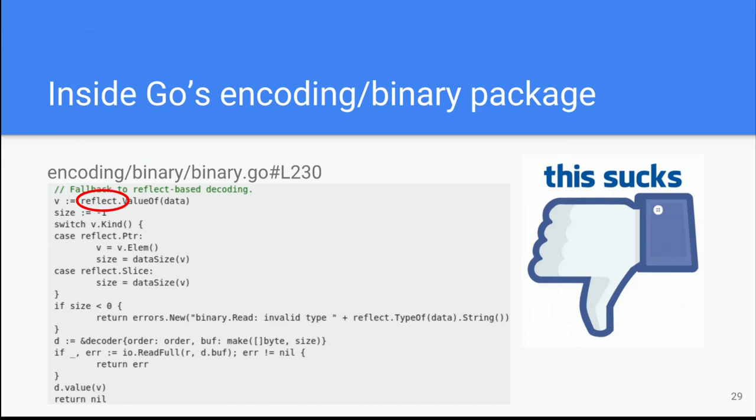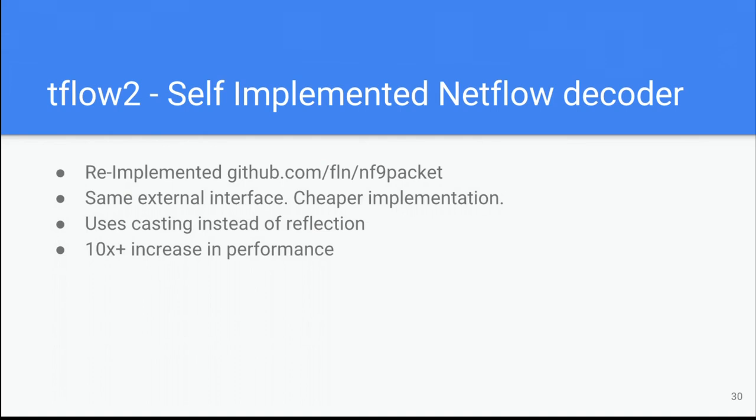This sucks. So I thought about how I can re-implement this. I was Googling for ways to decode packets without this binary.Read function, and there were mailing list entries basically saying, no, this is the proper way to do it. This is how you have to do it. There is no other way. I was like, no, there must be another way. It might not be supported very well, but there is one. So I re-implemented the whole package with the same external interface, because the software was using it already and the interface looked fine.